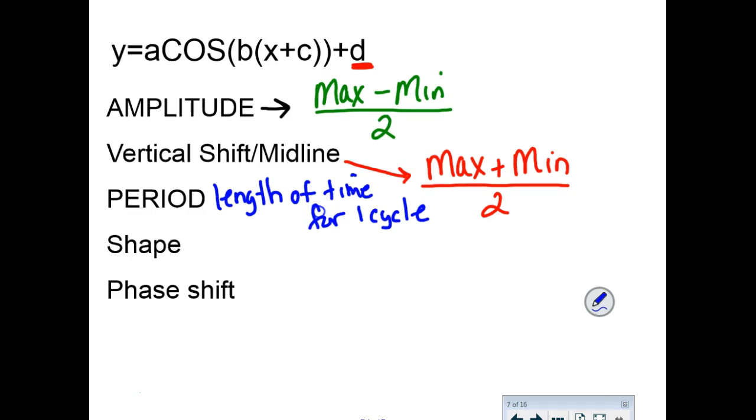You guys are good on shape. You know what cosine looks like. You know what sine looks like. You know whether there's a reflection.